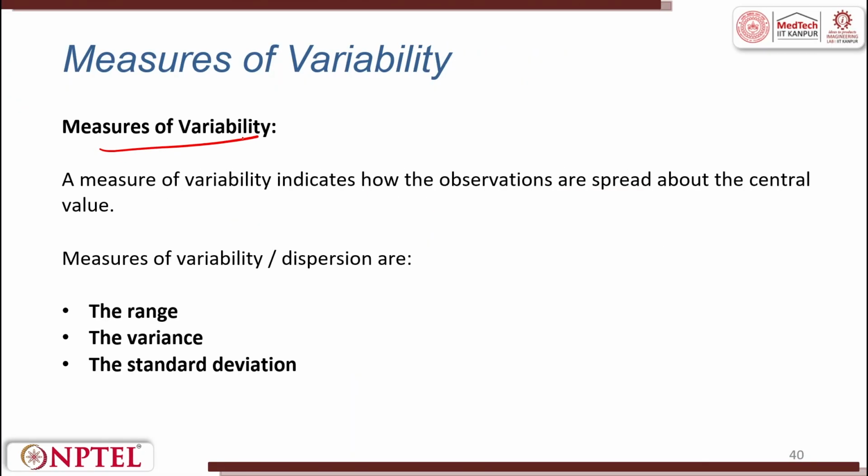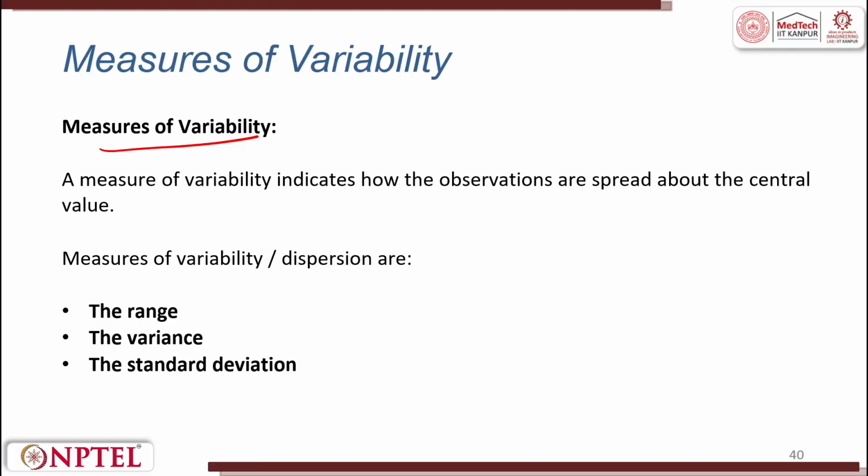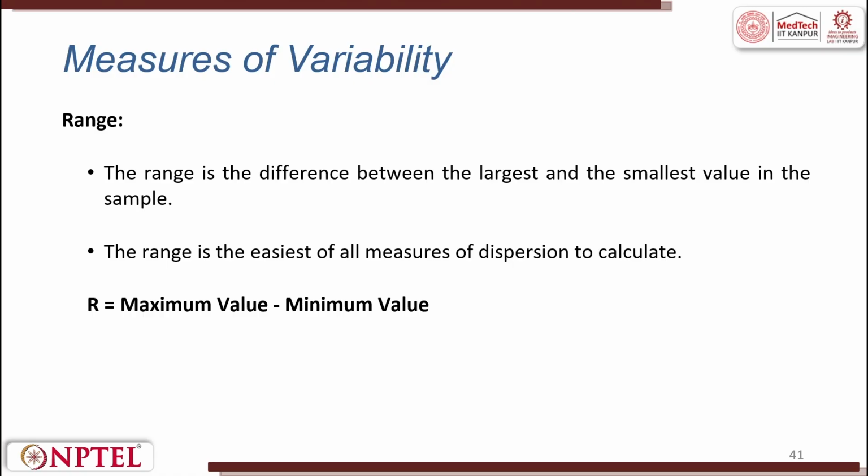Measure of variability. As I talked about, central tendency is the location of the data, then comes the spread of the data. That talks about variability. In variability, we talk about the range, the variance, the standard deviation. A measure of variability indicates how the observations are spread about the central value. Range: the range is the difference between the largest and the smallest value in the sample. The range is the easiest way to measure dispersion. To calculate range, we just calculate the maximum value minus the minimum value.